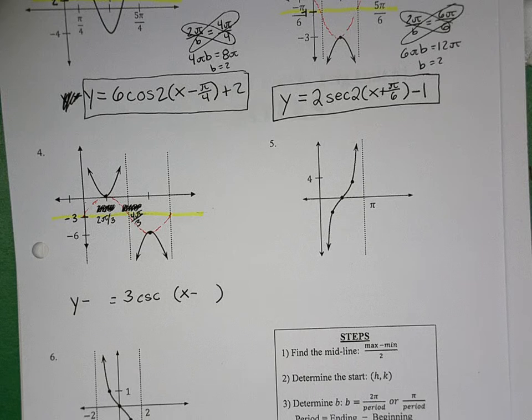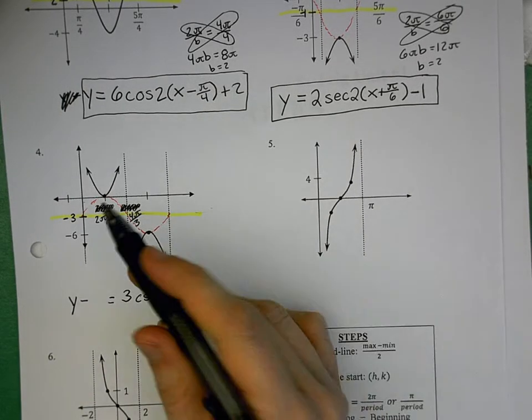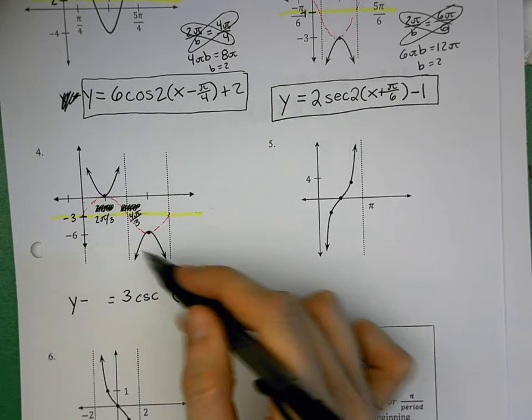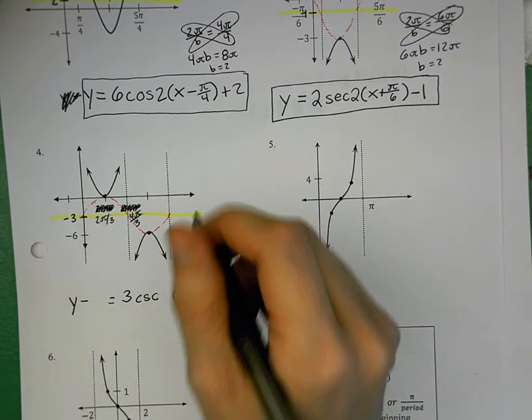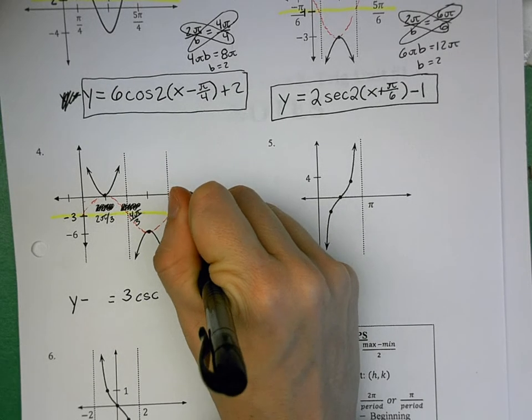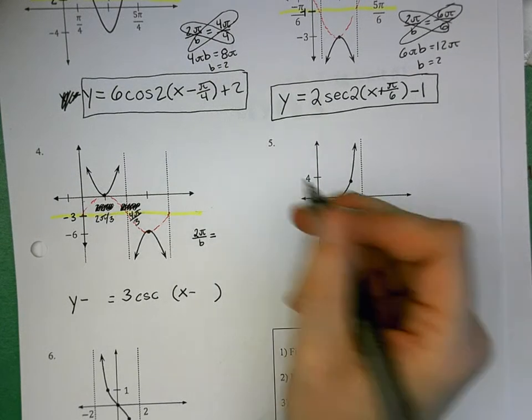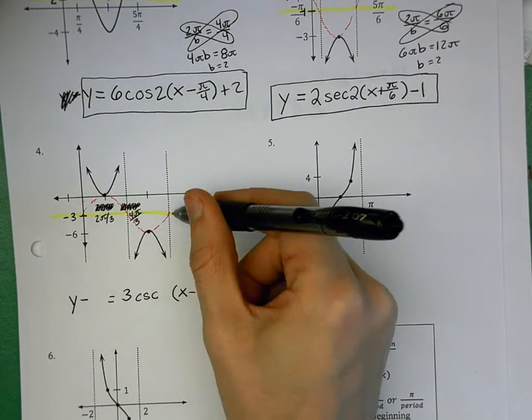Okay, and so the question is, does this need to be a -3? Is that cosecant graph upside down? No, that's a normal sine graph, so we're going to leave it as 3. Period, again, is 2 pi over b for sine, cosine, secant, and cosecant. Cotangent and tangent are pi over b. So what's your period in this one?